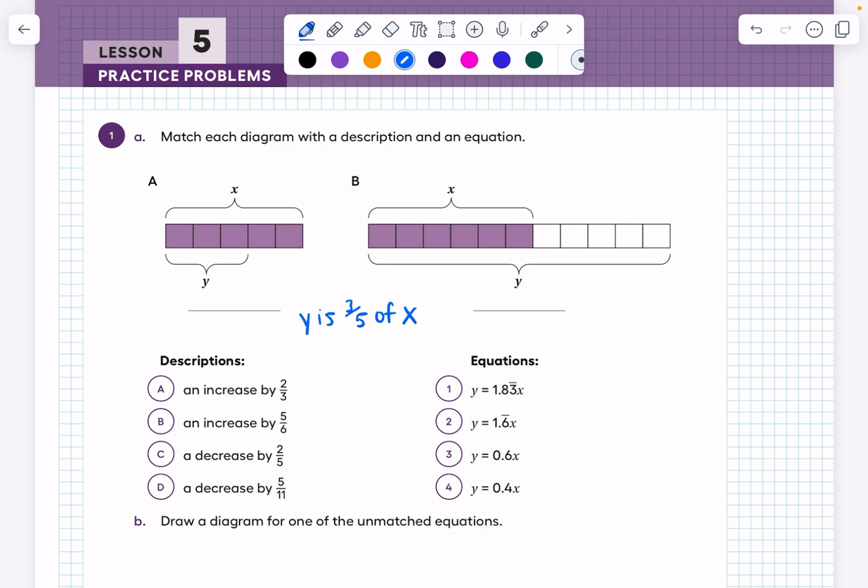Now please don't forget that you can translate is into equals and of into multiplication. So we're going to say y equals 3/5. Of means times, so we're going to say times x. And 3/5 x, if you divide 3 by 5, ends up being y equals 0.6x. So for A, it matches up to number 3.